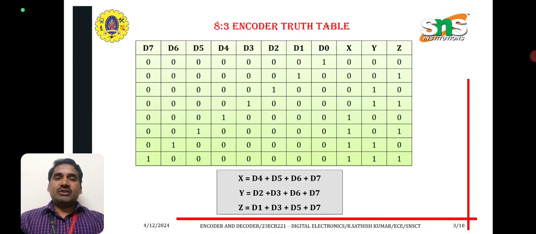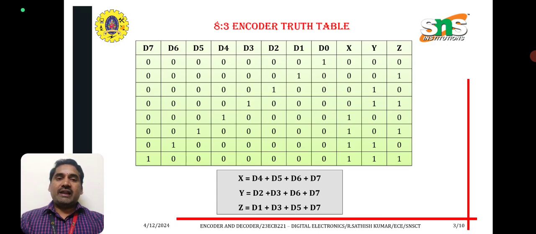This is the 8 to 3 encoder truth table. D0 to D7 are the 8 inputs, and the outputs are X, Y, Z. When D0 is high, the output will be 0, 0, 0. D1 is high means 0, 0, 1. D2 high means 0, 1, 0. D3 high means 0, 1, 1. D4 is high, 1, 0, 0. When the input D5 is high, the output will be 1, 0, 1. When D6 is high, the output is 1, 1, 0. When D7 is high, 1, 1, 1.